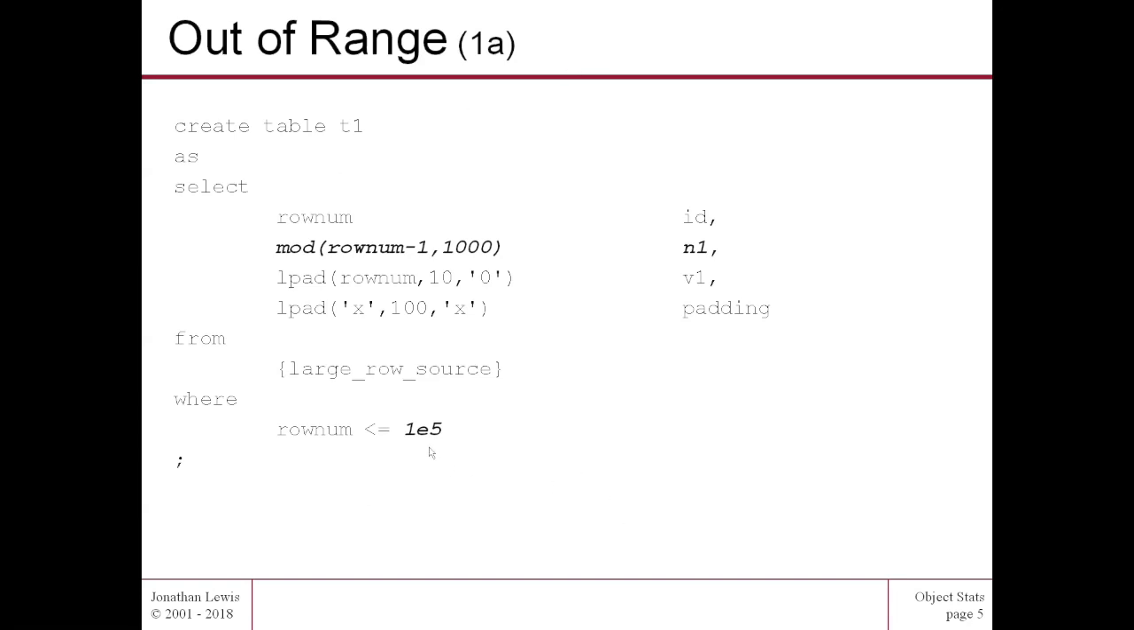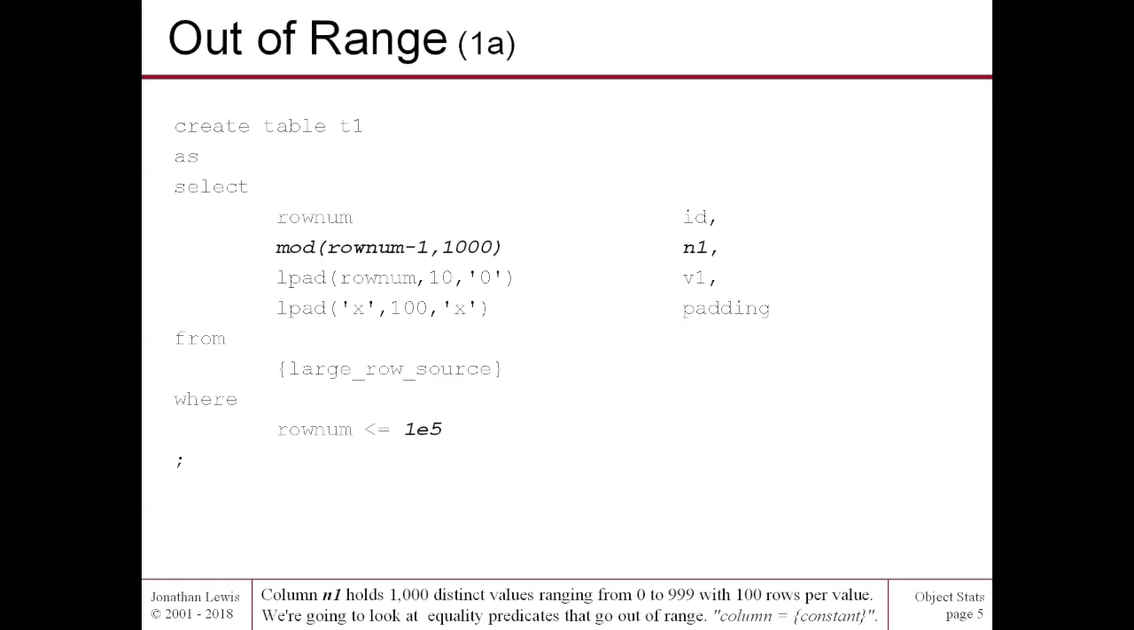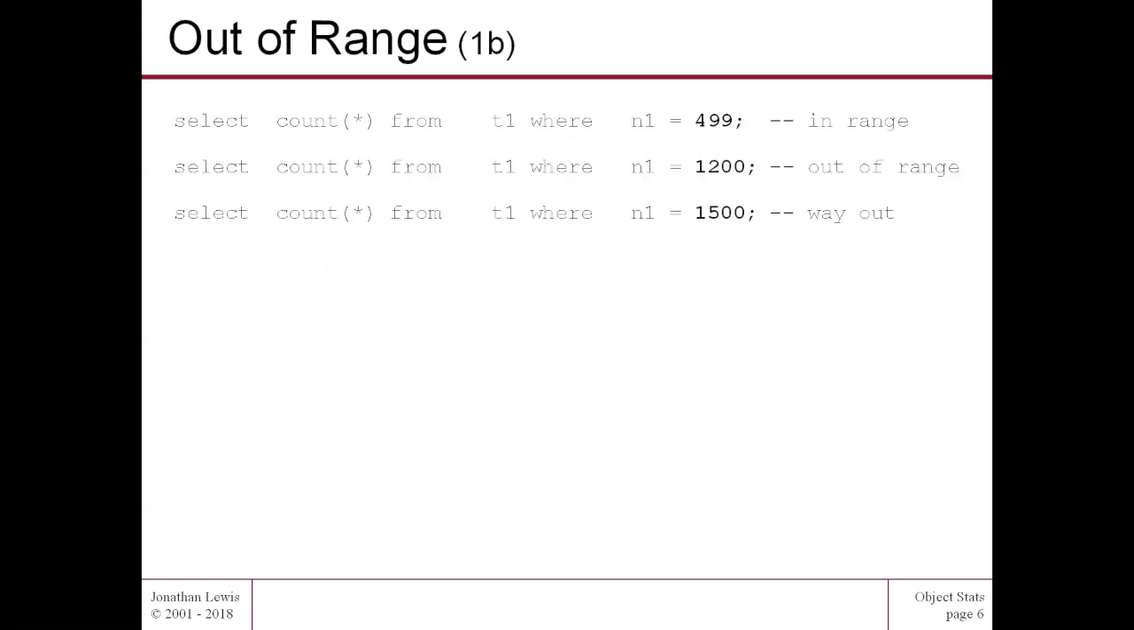You'll see I've got 100,000 rows in my table. And here I've got an N1 column which has 1,000 distinct values. My mod function gives me the values from 0 to 999. I've got 100 rows for each value. So having created that data set, I'm going to run a few queries.